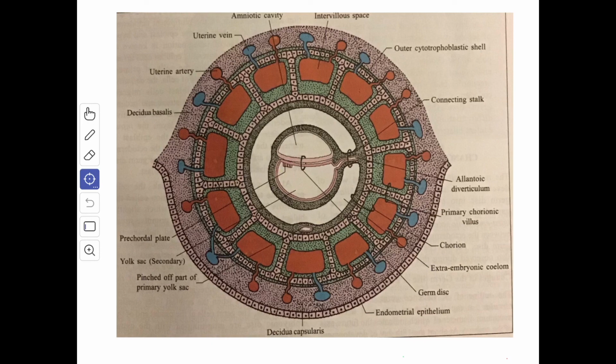Meanwhile, near the cephalic region of the embryonic disc, the endodermal cells thicken over an oval area to form the precordal plate. This plate consists of columnar cells and it is tightly adherent to the overlying ectodermal layer. The precordal plate shows the first sign of differentiation of the germ disc and establishes a cephalocaudal axis and bilateral symmetry of the embryo.